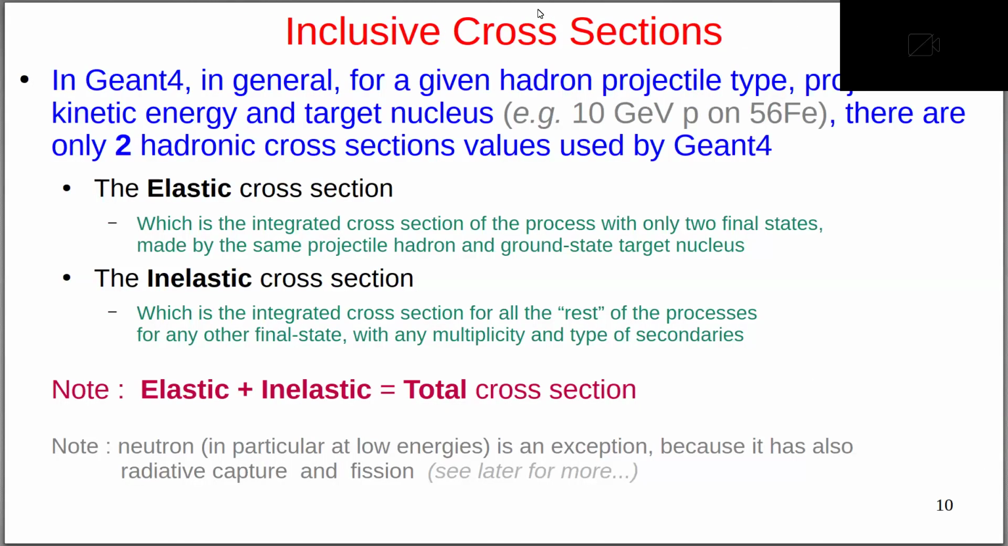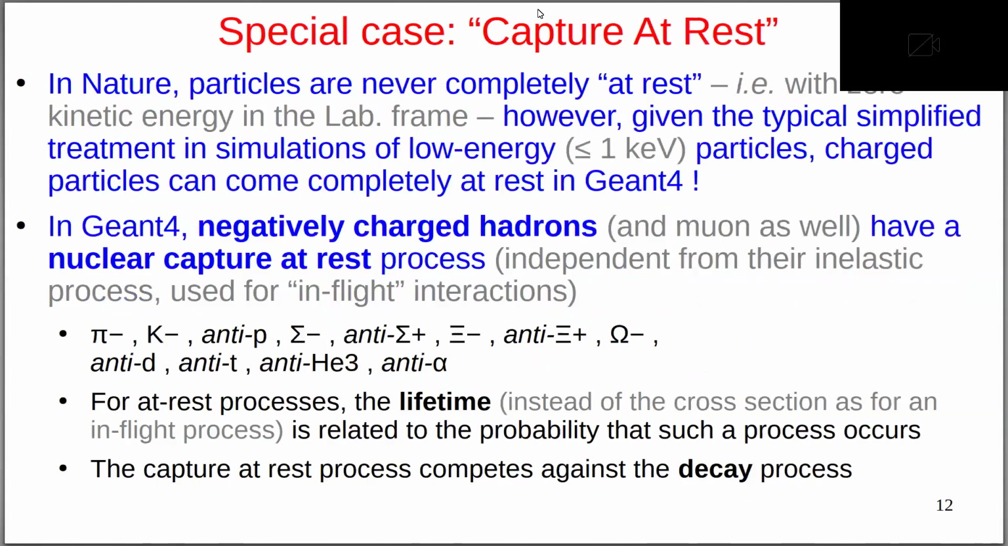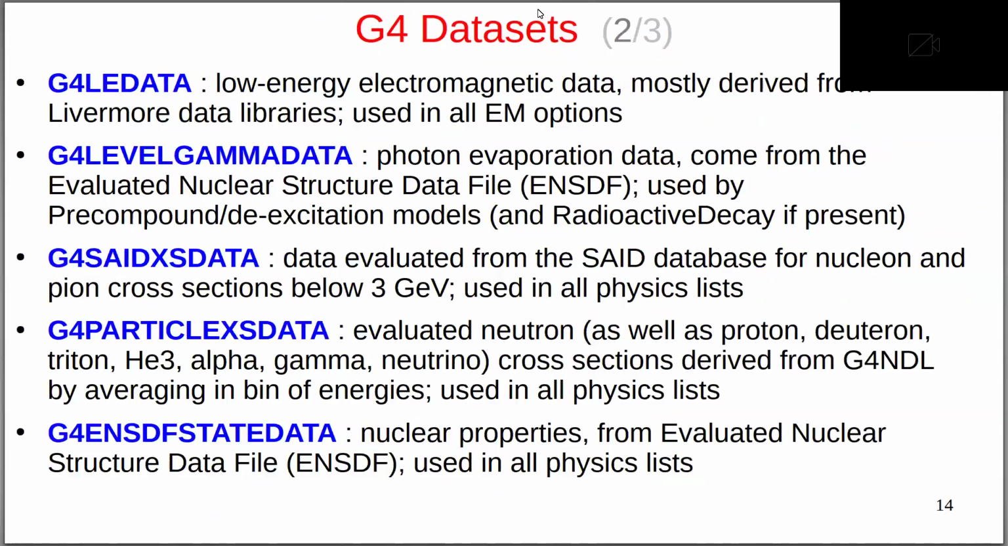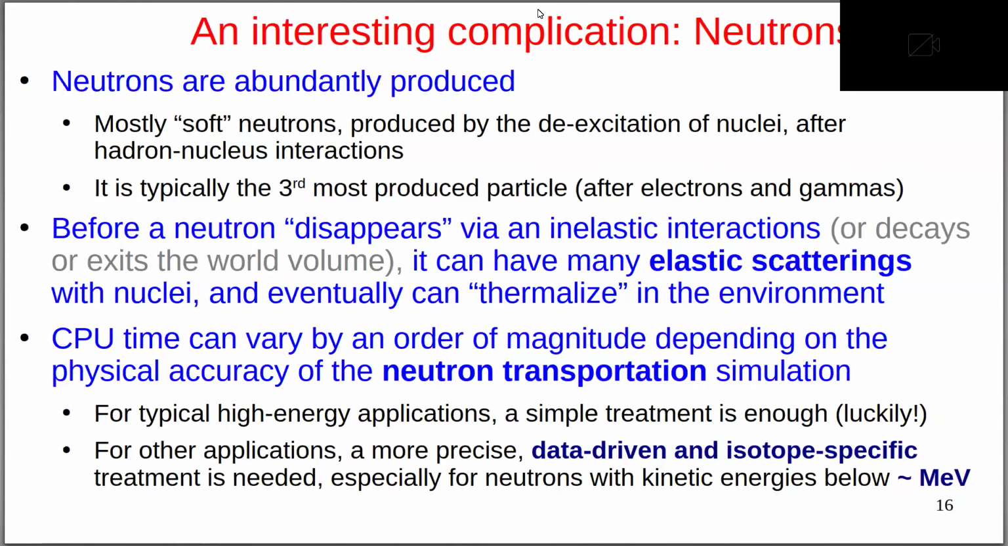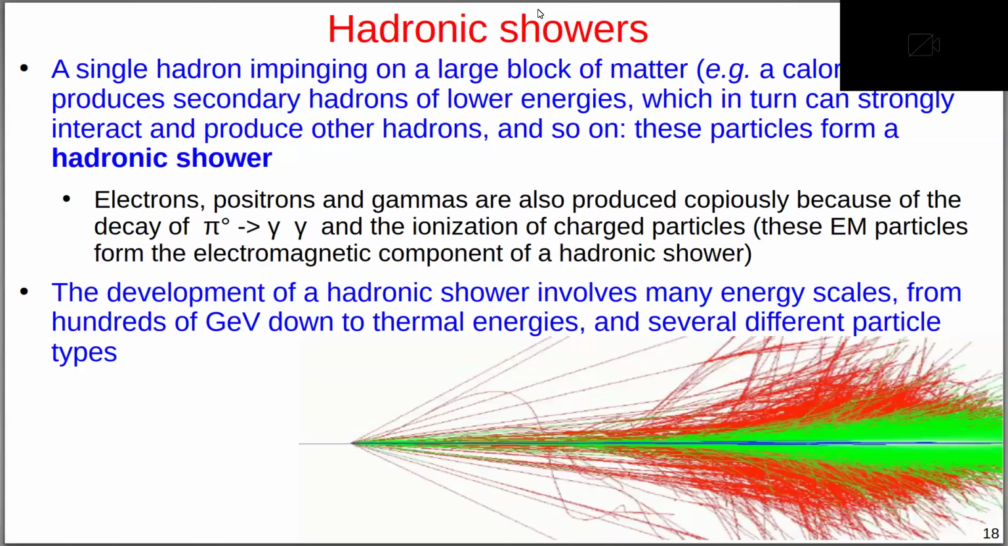We have seen that in general, in hadronic physics, there are two processes which compete, elastic and all the rest, which is called inelastic. Let me skip this one. Neutrons, we will come back to today.